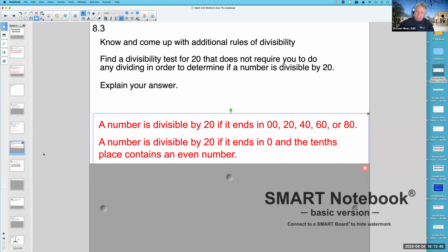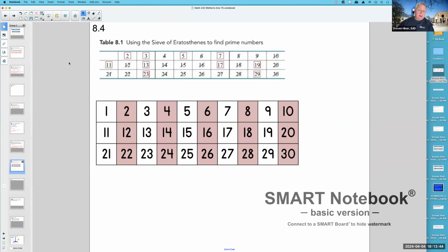Okay. Moving along. Halfway there, I think. So you'll want to know how to create the sieve of Eratosthenes to help you find prime numbers. In this particular instance, let's say list the prime numbers from 1 to 30. You could start by drawing out 1 through 10, 11 to 20, 21 to 30. And if you remember how we did this, 1 is neither prime nor composite, so we crossed that off.